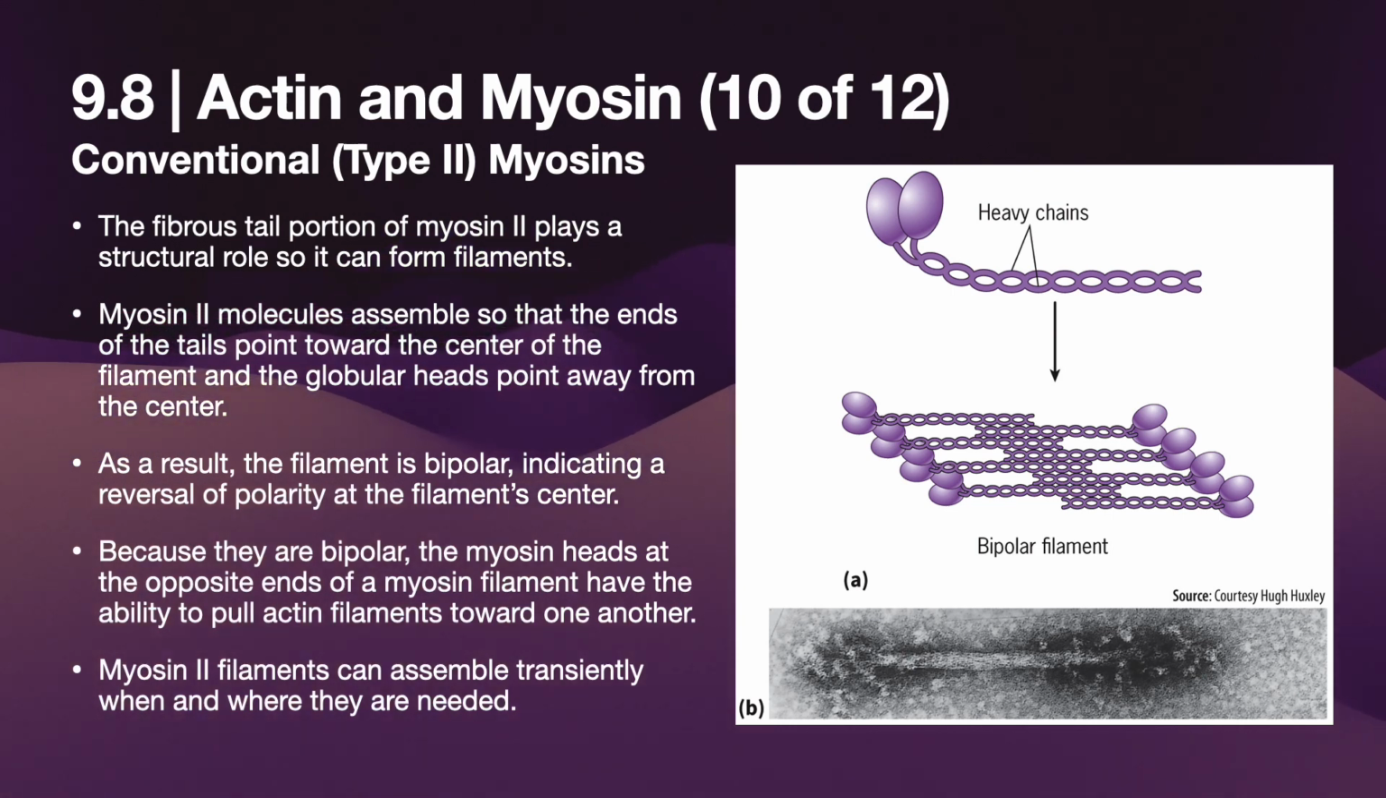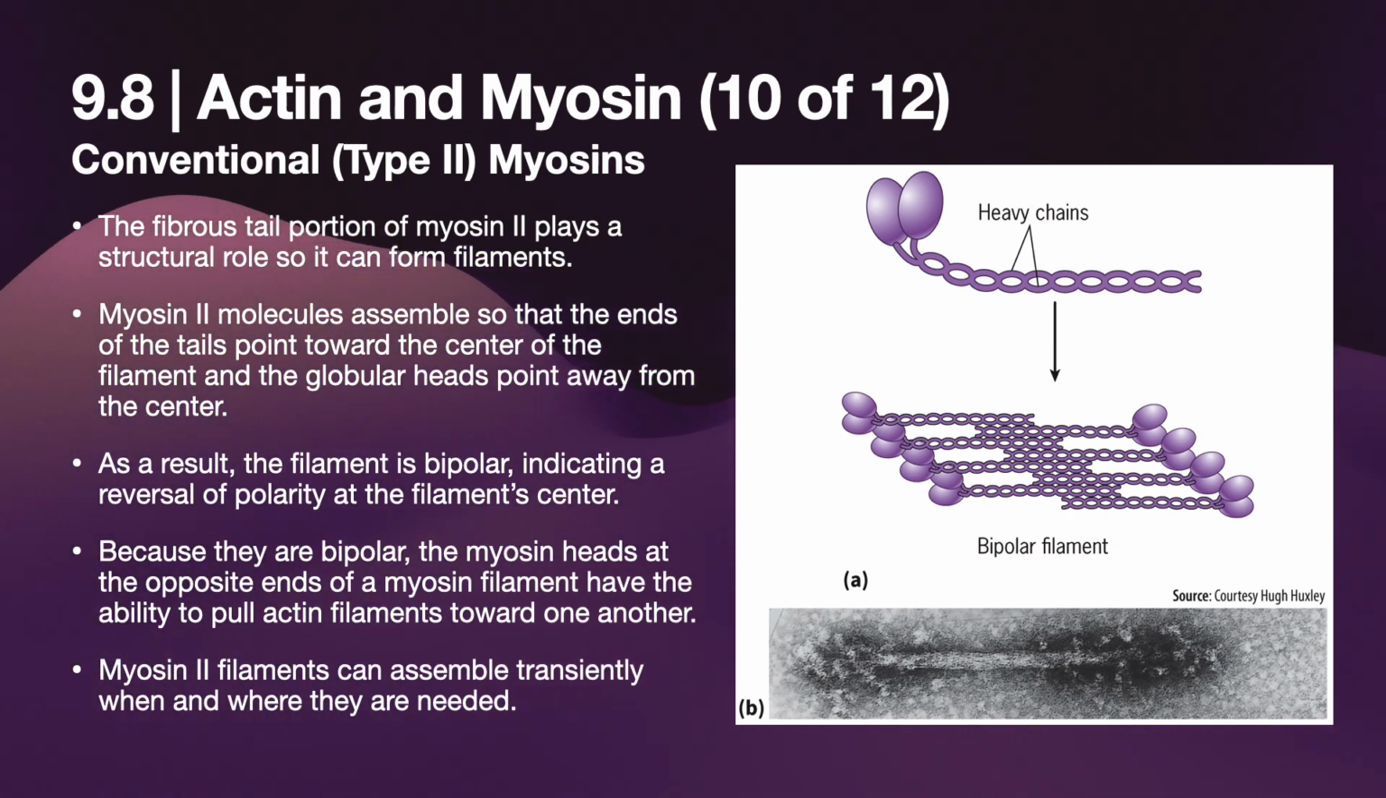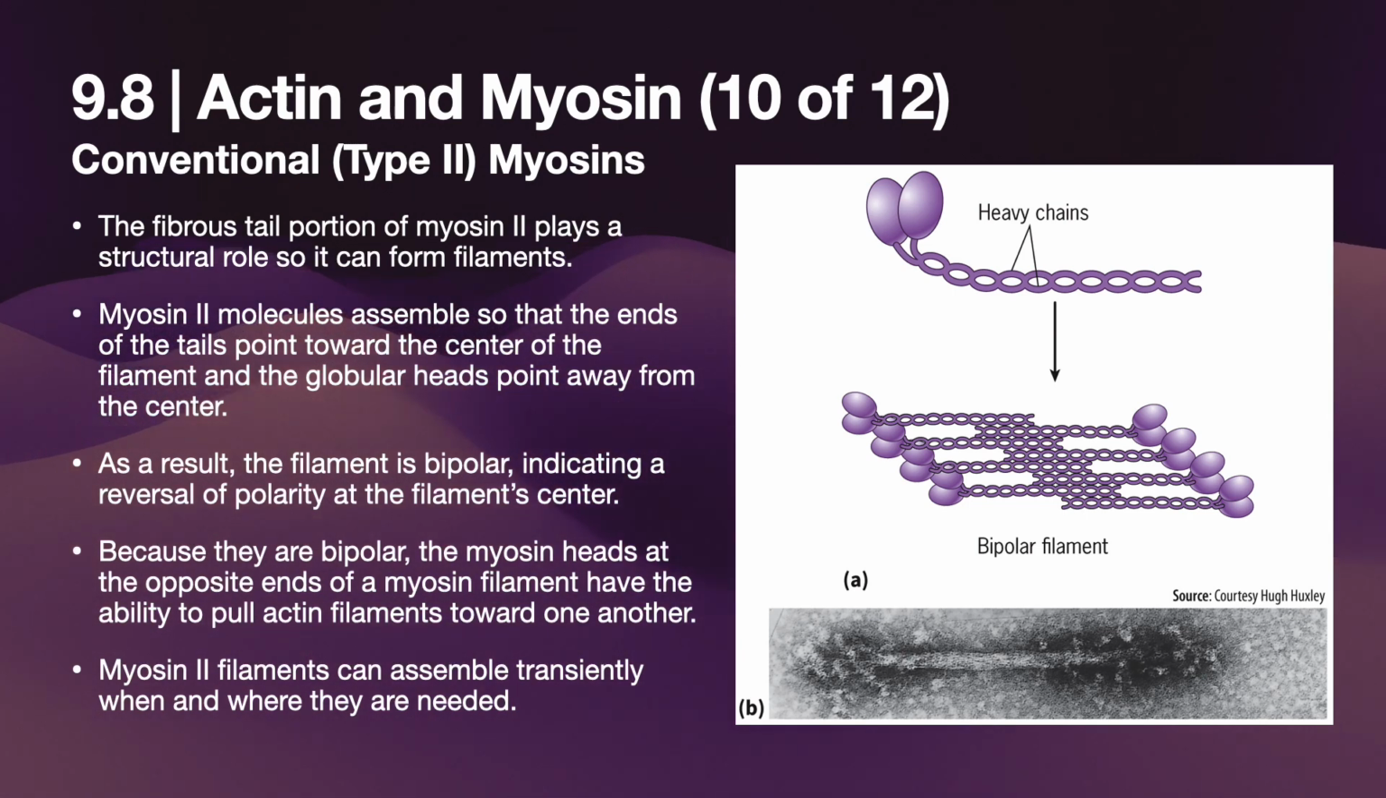Myosin 2 molecules assemble so that the ends of the tails point toward the center of the filament and the globular heads point away from the center. As a result, the filament is bipolar, indicating a reversal of polarity at the filament center. Because they are bipolar, the myosin heads at the opposite ends of a myosin filament have the ability to pull actin filaments toward one another. Myosin 2 filaments can assemble transiently when and where they're needed.